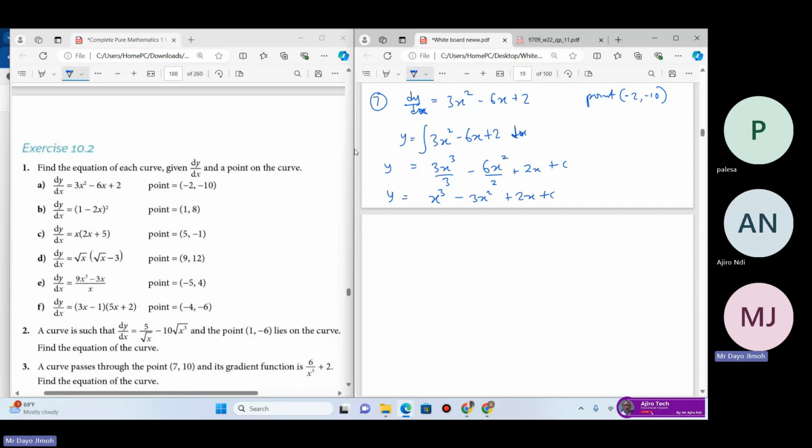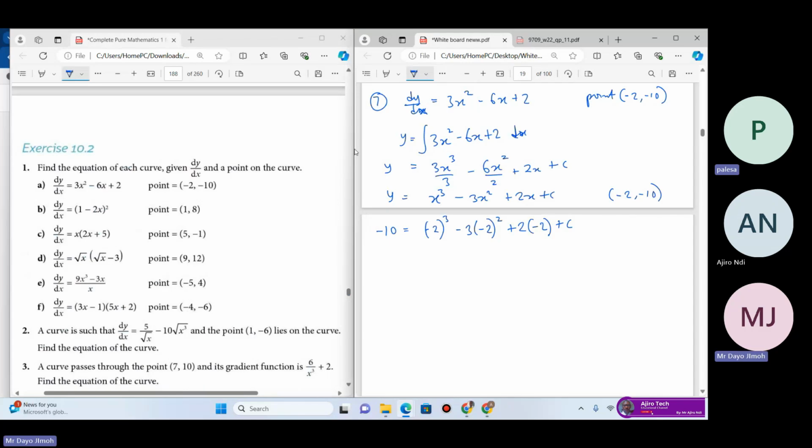Now, after we have integrated, you apply the point. The point is (minus 2, minus 10), that means that when x is minus 2, y is minus 10. So anywhere I see x, I put minus 2, and if I see y, I put minus 10. So minus 10 equals minus 2 raised to the power 3, minus 3 into minus 2 raised to the power 2, plus 2 into minus 2, plus c. There's no unknown again except c, right?